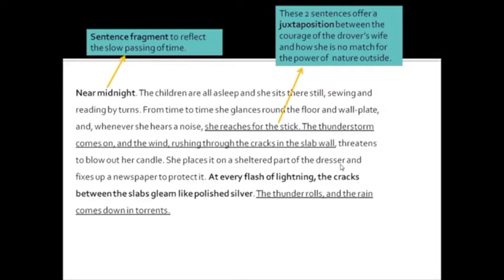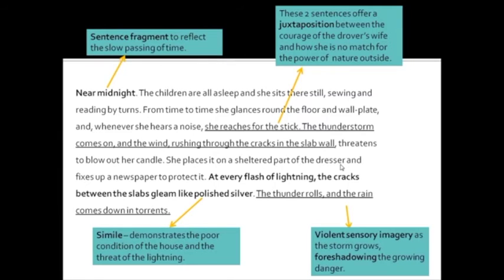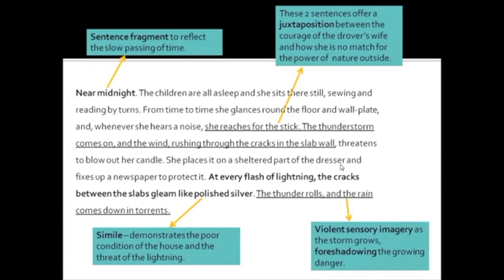Later in the paragraph, we have a simile being used. At every flash of lightning, the cracks between the slabs gleam like polished silver. This is showing that the house is in quite poor condition, but emphasising the fact that the lightning is ever present and always outside. The final line here provides a violent sensory image. So, the thunder rolls and the rain comes down in torrents.